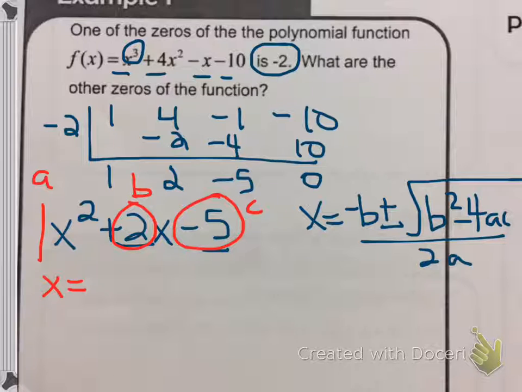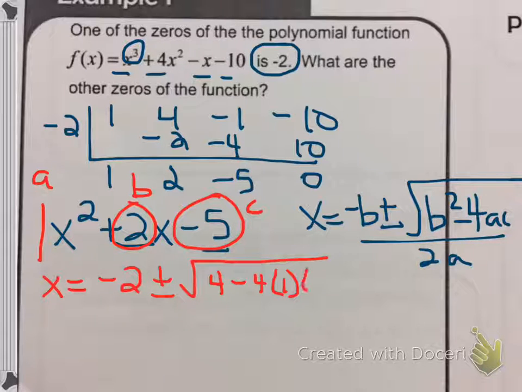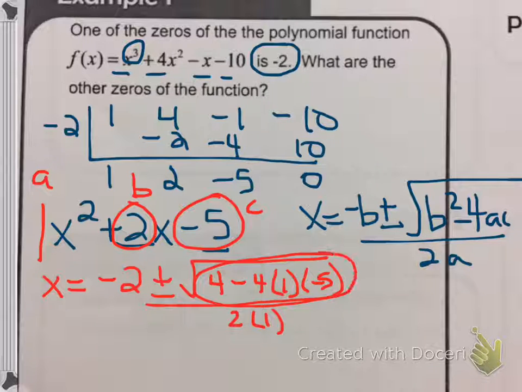x is equal to the opposite of b. Well, because b is 2, the opposite would be -2, plus or minus the square root of b squared. 2 squared would be 4, minus 4 times a is 1, times c, which is a -5, all over 2 times a, 2 times 1. I'm going to simplify this that's on the top. This would become a positive 24, because a -4 times 1 times -5 would be a positive 20, and positive 20 plus 4 would be a positive 24. So I'll have a -2 plus or minus the square root of 24 over 2.